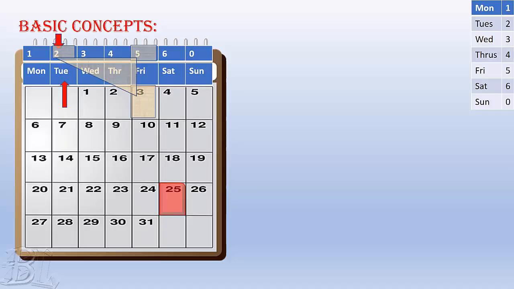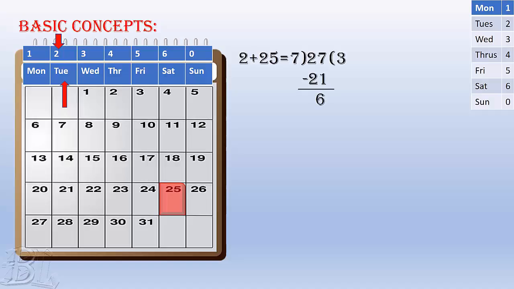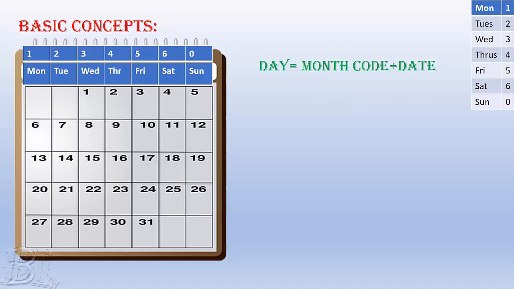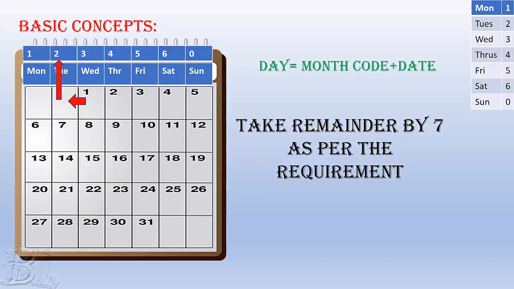As a generalization, we can add 2 and the date 25 to get 27 as the day on which 25th of that month falls. Since the days repeat in 7 days, we divide 27 by 7 and find the remainder as 6, which is Saturday, the required day. So, we got the formula for day as month code plus date. Saying month code, I mean to say the value corresponding to the day before the first of that month. When you get the value of more than or equal to 7, you can simply take their remainder by 7 to get between 0 to 6.